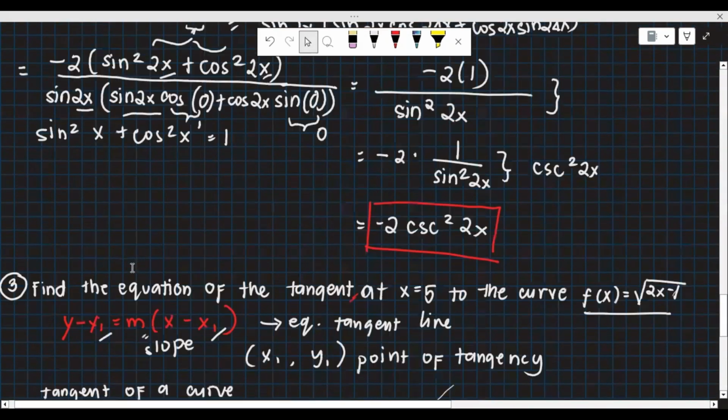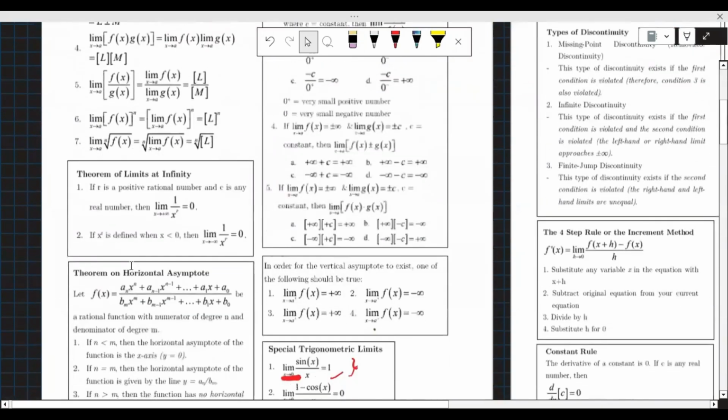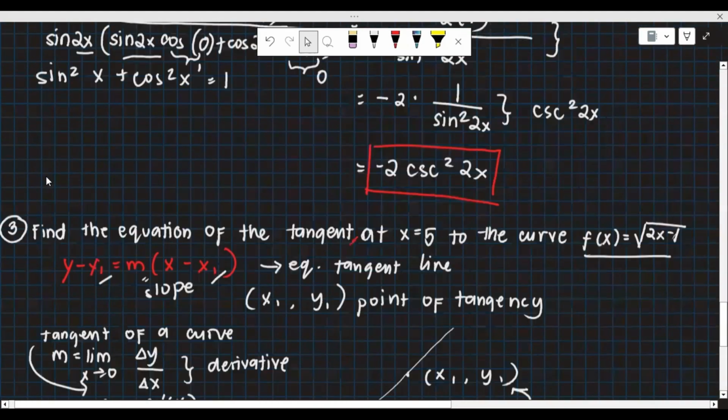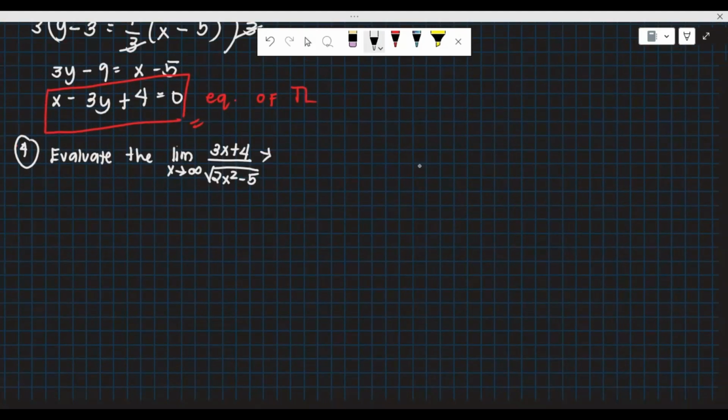Limits at infinity. Let's just go back there. Here, limits at infinity. So meron tayong theorem na if a constant is over an infinity, that would be equal to 0. Ito din yung theorem na ginagamit natin when solving for the horizontal asymptote. When solving for limits, you have to substitute the value that x approaches into the function.